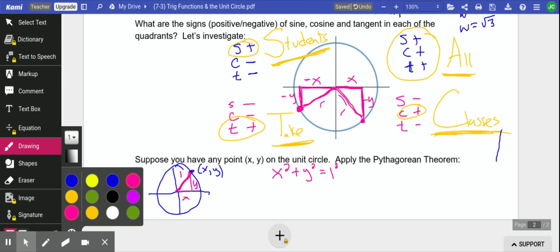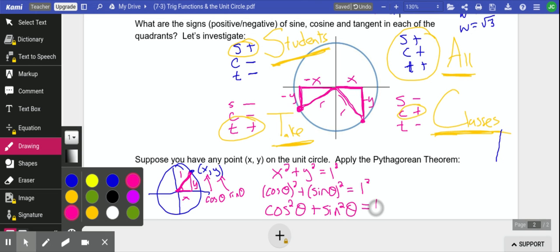Now, remember the other thing that we just talked about is that another way to find x is to do the cosine of this angle theta. Remember, because it's adjacent over hypotenuse. So we could replace this x with cosine theta. Y is the sine of theta. So we can replace the y with sine theta. And that equals 1 squared. So we know that cosine of theta squared plus the sine of theta squared is equal to 1. The way we usually write this is cosine squared theta plus sine squared theta, that way we don't have to write parentheses, equals 1.